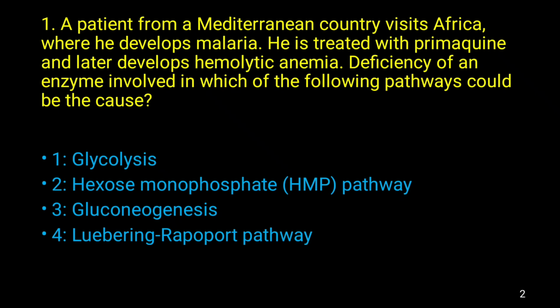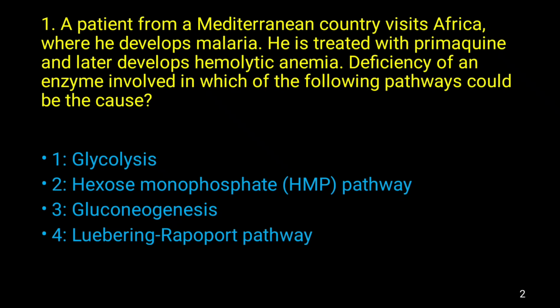Now, further, the option mentions malaria and primaquine. This malaria and primaquine combination is typically related to the HMP shunt pathway. In glycolysis, typically pyruvate kinase or hexokinase enzyme deficiency may look like a similar condition, and sometimes the disorder occurs with glycolysis, but there malaria and primaquine are not mentioned. So why the HMP shunt pathway? That we are also going to discuss.